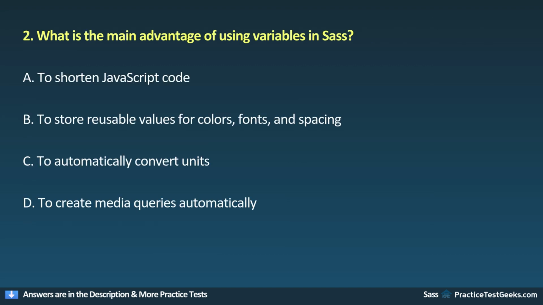2. What is the main advantage of using variables in Sass? A. To shorten JavaScript code. B. To store reusable values for colors, fonts, and spacing. C. To automatically convert units. D. To create media queries automatically.